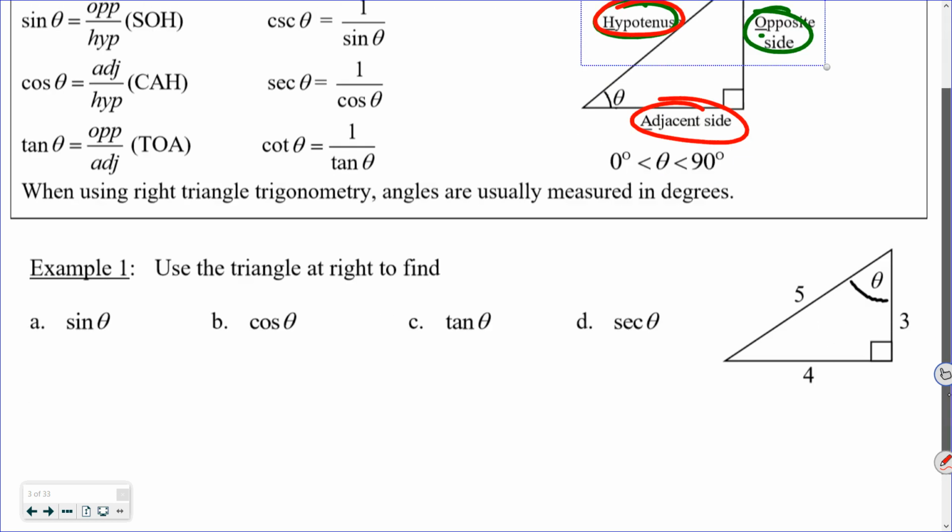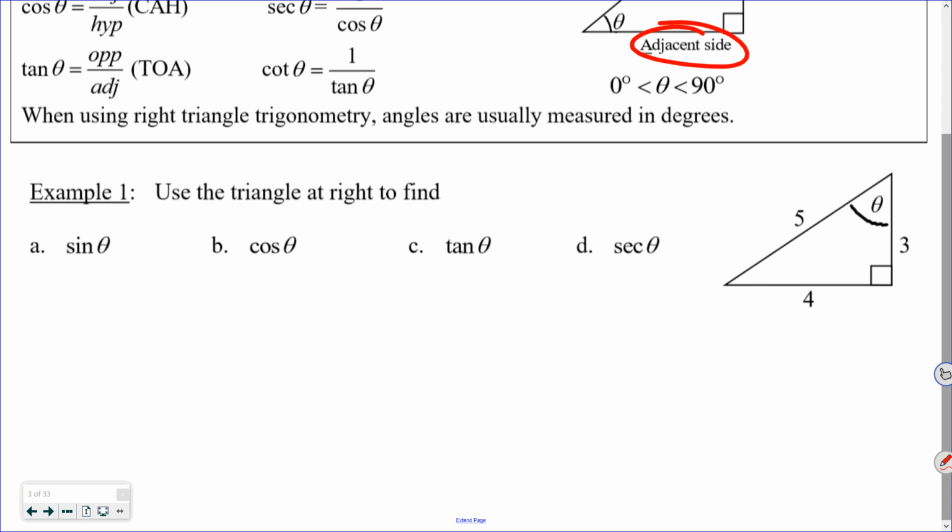So if you look at these examples at the bottom, it says use a right triangle to find the sine of theta. So now my angle is up here. Let's label our sides first. The hypotenuse is the easy one. It's opposite the right angle. This is the opposite side. This is the adjacent side.